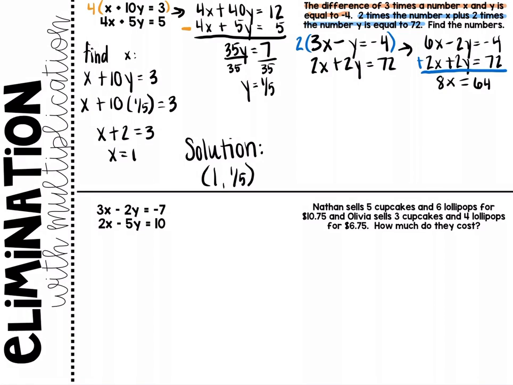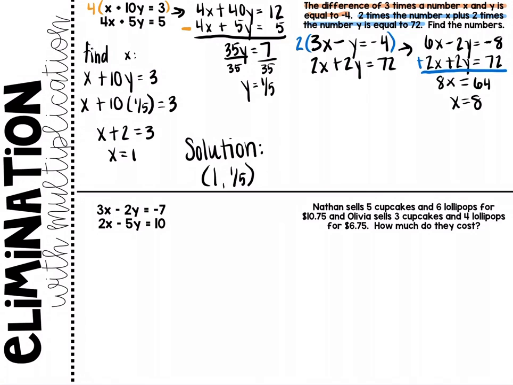Oop, Miss Everhart made a mistake. This should not be -4. It should be -8. Okay, because 2 times -4 is -8. So Miss Everhart made a boo-boo when I told you not to skip multiplying. I did it, so don't do it. Pay attention. That's why it's important to pay attention. So then 8x equals 64. So then x is equal to 8.